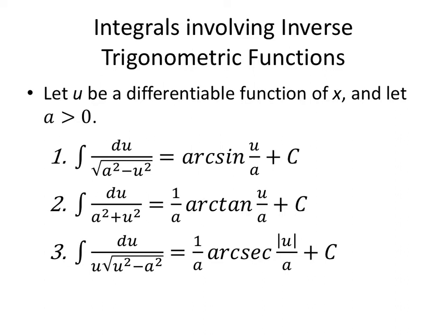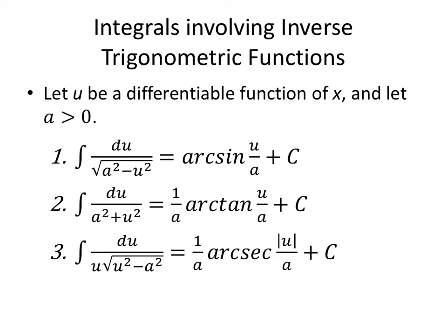Now, we're going to let u be a differentiable function of x and let a be positive. So our a value is always going to be positive here. The integral of du over the square root of a squared minus u squared is arc sine of u over a plus c. The integral of du over a squared plus u squared is 1 over a times the arctangent of u over a plus our constant of integration. And the integral of du over u square root of u squared minus a squared is 1 over a, the arcsecant of the absolute value of u over a plus c.